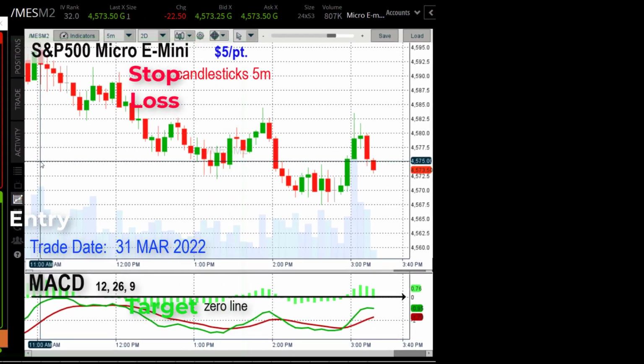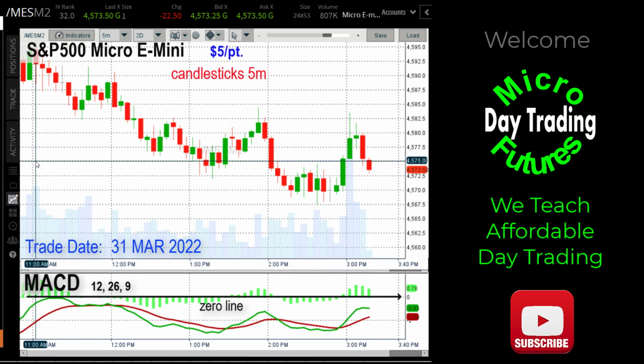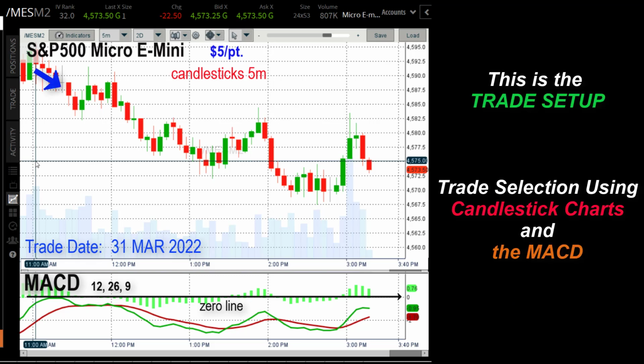Over on the right side, 5-minute candlesticks with the MACD, or some people call it the MACD, with default settings, and that's in the bottom pane. We're going to zoom in on this chart in just a moment, and I'll explain why this trade and why now. Let's do the big picture first.